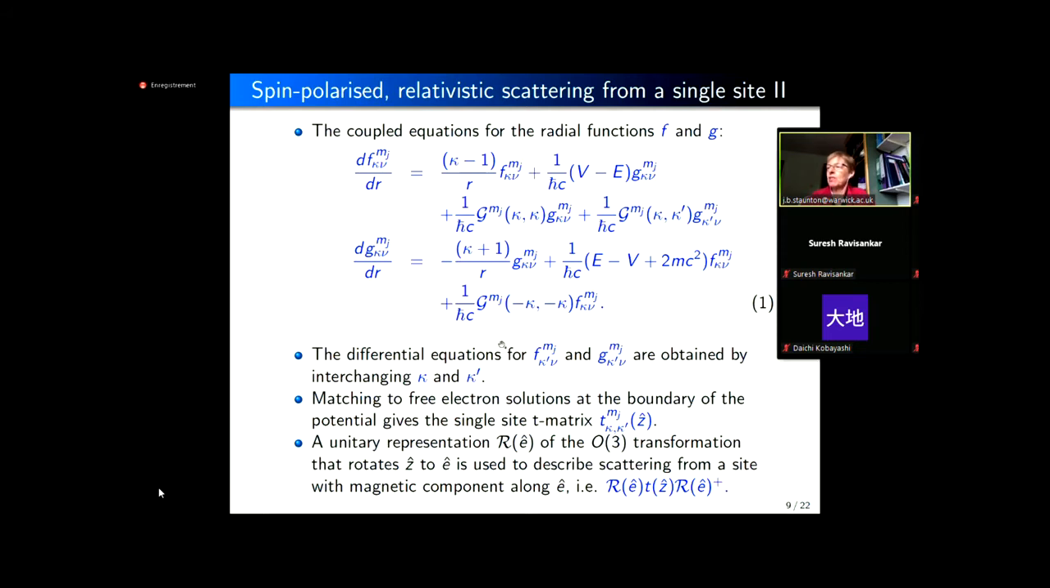And now to complete, one's got these two equations, and they're going to be coupled to the values involving the kappa primed. So that's what that means. You have basically a set of 4 equations to solve. And then one takes a suitable combination of these solutions to match at the boundary for free electron solutions to then pull out a single site T matrix.